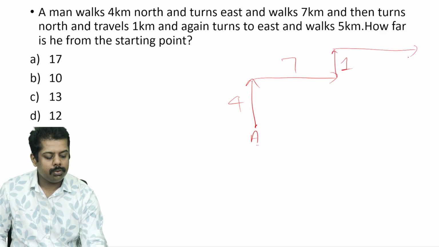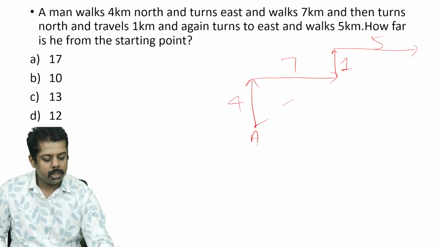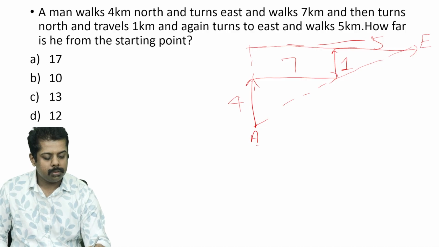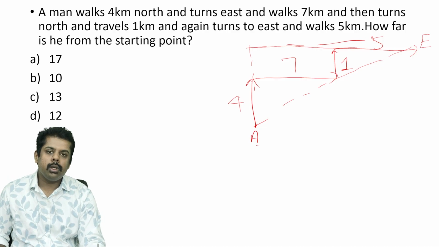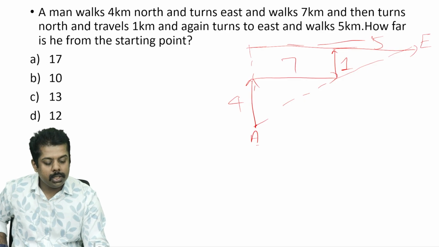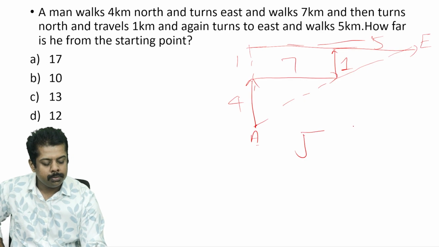Then another east of 5. So how far is he from the starting? As we can see, this is his shortest distance. So I'm just extending these points. See, we have got a right angle triangle. Now if we're finding the base and height of this triangle, first we can find the height. This much is 4 and this is 1, so a total of 5. So the height of the triangle is 5.